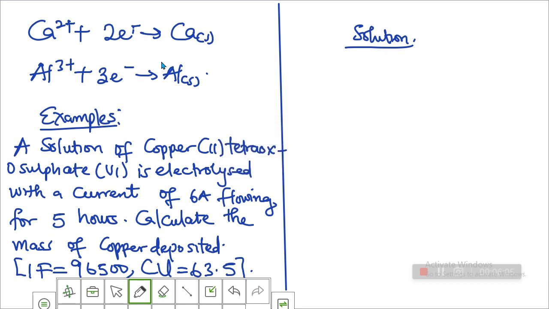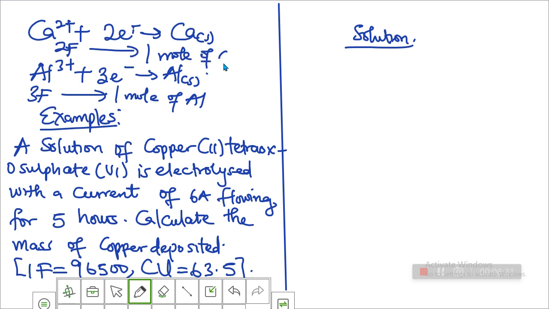This is 1 mole of aluminium, right? And this is 3 farad. I hope you understand. This is 3 farad, this is 2 farad. Though they say 2e minus, it is also 2 farad. So this place will be 2 farad of electricity, gives rise to what? 1 mole of Al. Similarly, here also you can say 2 farad give rise to 1 mole of calcium. I hope you understand. So that's this.